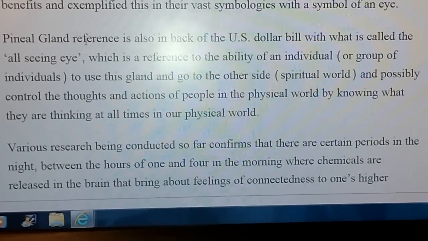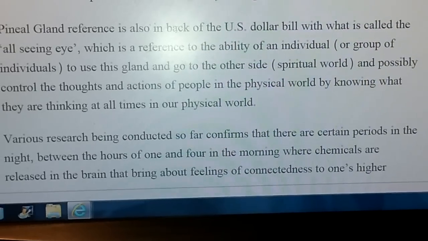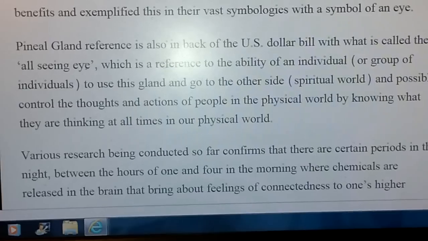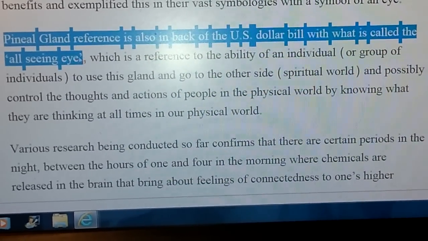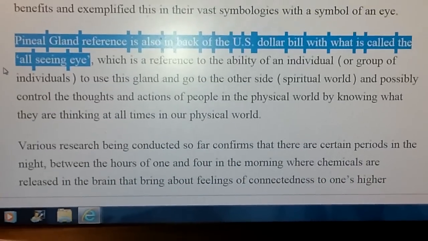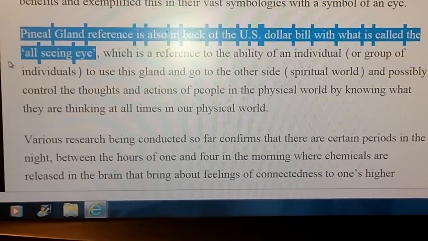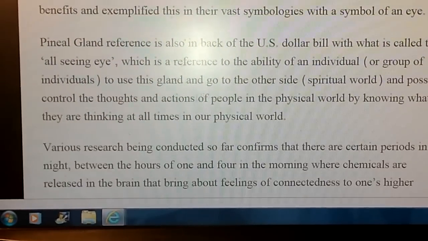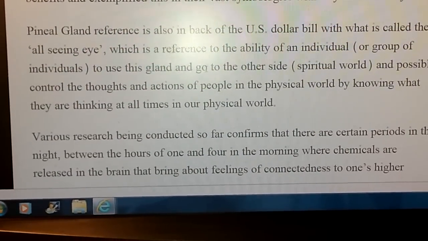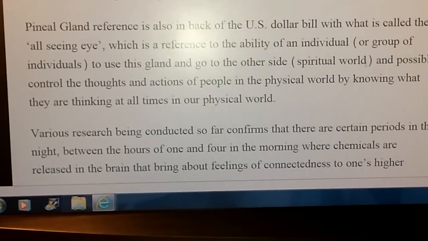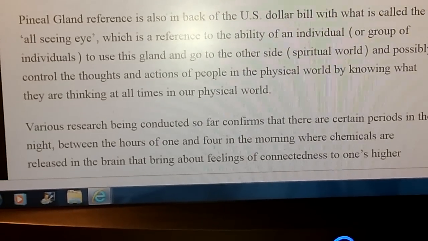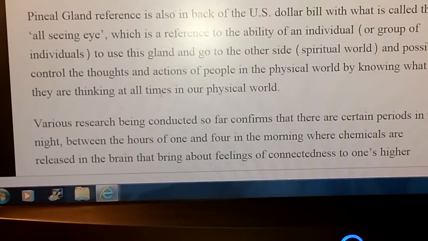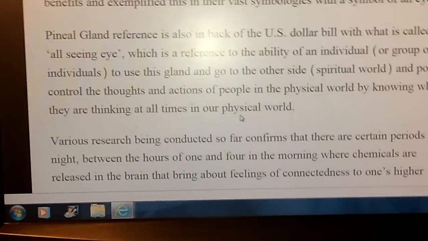Pineal gland reference is also on the back of the US dollar, with what is called the all-seeing eye. So see, it's not just me here, people. This is someone who is not even looking at this from a biblical perspective, which is a reference to the ability of an individual or group of individuals to use this gland and go to the other side, the spiritual world, and possibly control the thoughts and actions of people in the physical world by knowing what they are thinking at all times in our physical world.